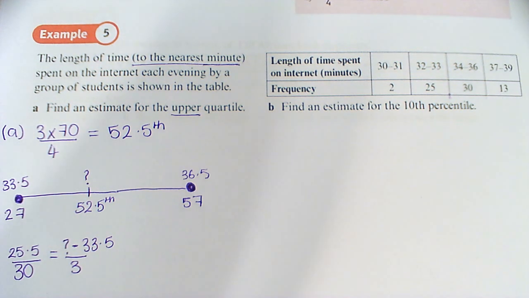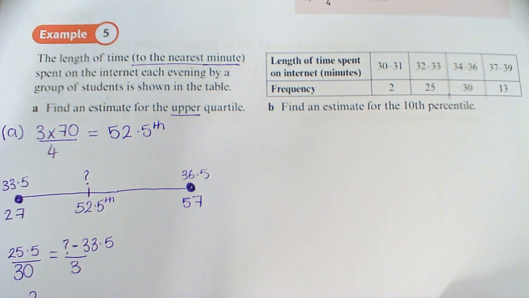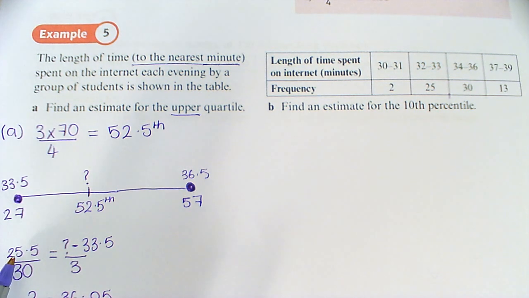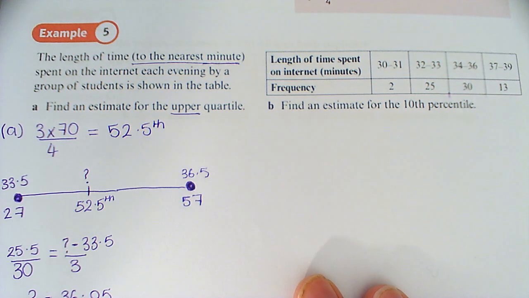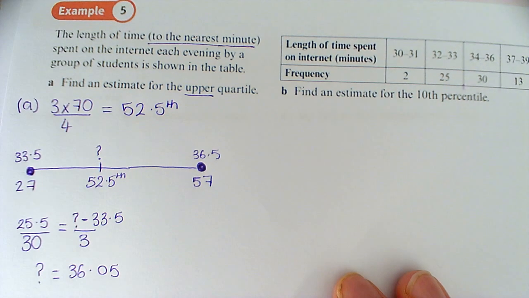So if we rearrange that and work out what the missing value is, that will give us 36.05. If we multiply by 3 and then add on 33.5, that will give us 36.05 as an estimate of our upper quartile. Let's just move it up so we've got it all on there.